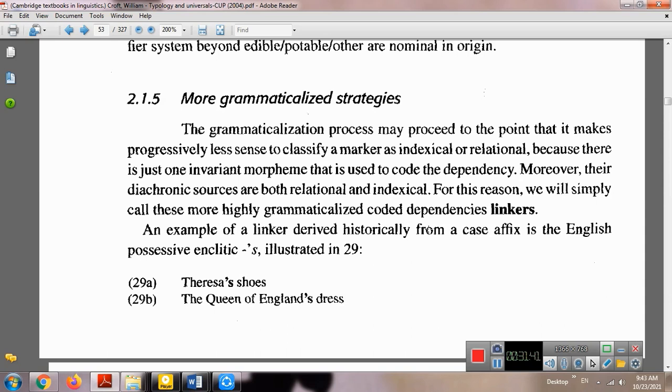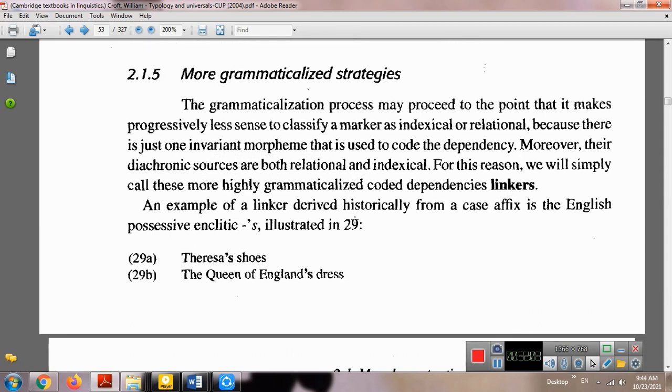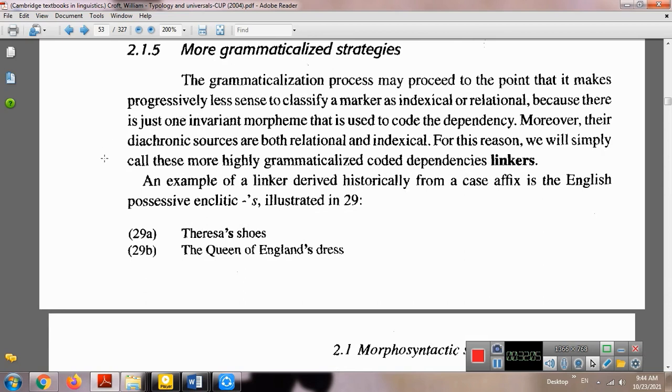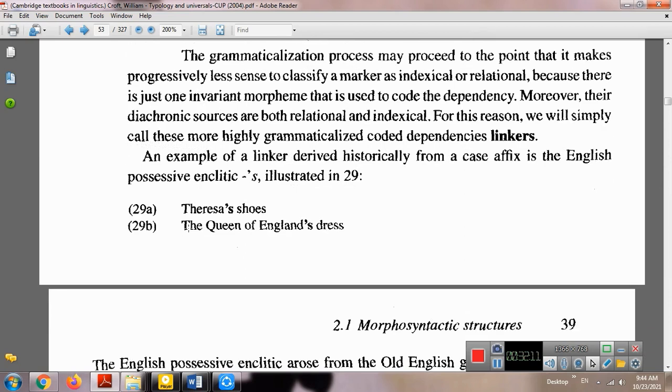The grammaticalization process may proceed to the point that it makes progressively less sense to classify a marker as indexical or relational because there is just one invariant morpheme that is used to code the dependency. Moreover, the diachronic sources are both relational and indexical. For this reason, we will simply call these more highly grammaticalized coded dependencies linkers.